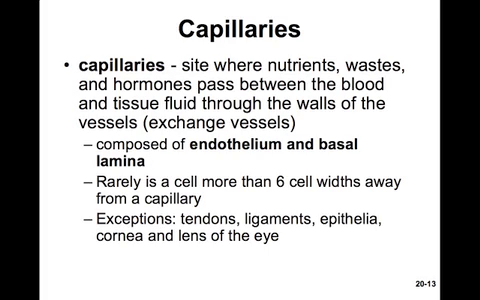So capillaries are a site where nutrients, wastes, and hormones pass between the blood and tissues through the walls of the vessels. These capillaries are composed of endothelium and basal lamina. Because of the density of capillaries in tissue, it's rare that a cell is more than 6 widths away from a capillary. The exceptions to this are in tendons, ligaments, epithelia, and the cornea of the lens of the eye.